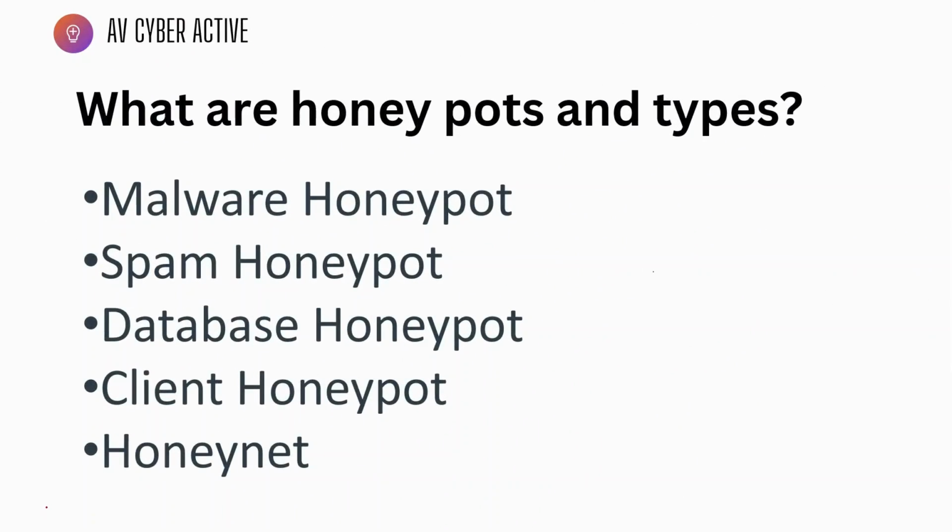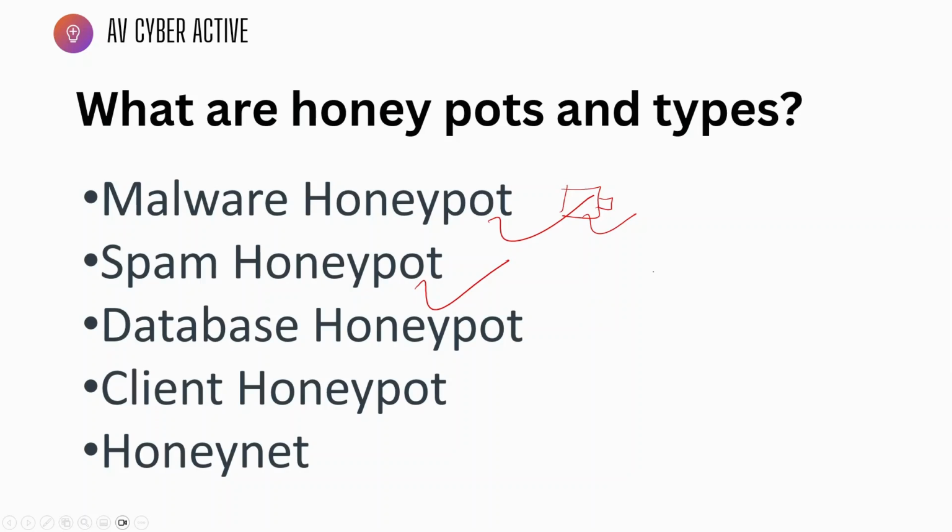The types of honeypots. Now, there are a few types of honeypots that I'm going to try to explain. First of all is the malware honeypot. The malware honeypot is an interesting one because it tries to mimic or lure in malware. So say, for example, it will try to imitate a USB device, and if a computer comes under attack, it will be fooled into thinking that it's attacking an actual USB device.